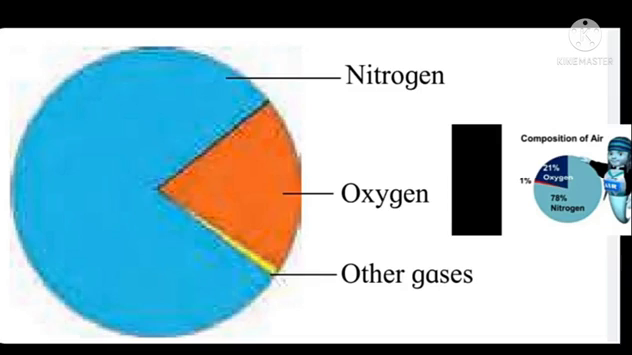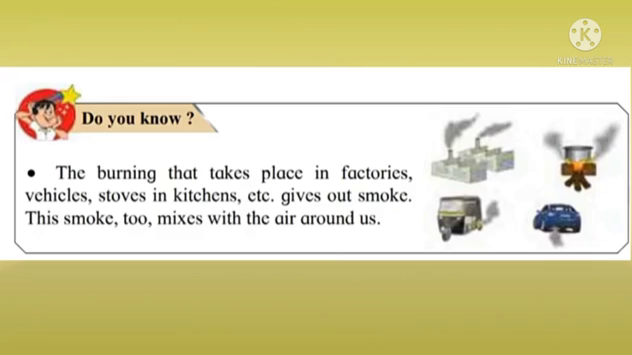However, the largest part of air is made up of still another kind of gas. This gas is called nitrogen. Thus, there are several gases present in air. In other words, air is a mixture of several gases. Do you know, students, that the burning that takes place in factories, vehicles, stoves in kitchens, etc. gives out smoke. This smoke too mixes with the air around us.